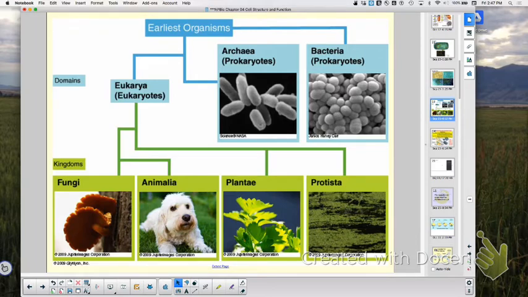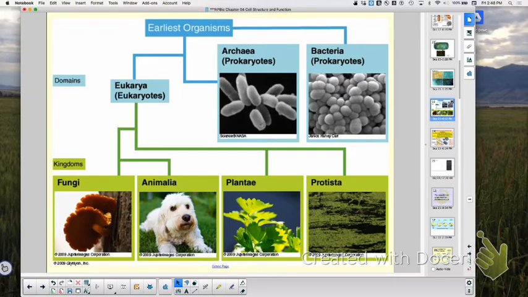Plantae are primarily multicellular, and they are autotrophs. Animalia are always multicellular, and they are heterotrophs. And fungi are primarily multicellular, and they are also heterotrophs. Okay, and we'll be studying each of those, but those are under the kingdom. All of these organisms are made out of eukaryotic cells.